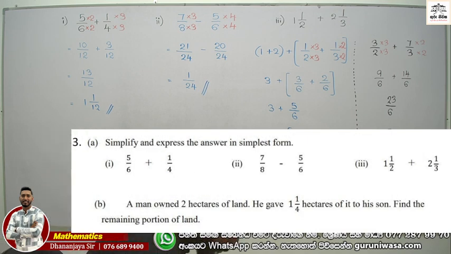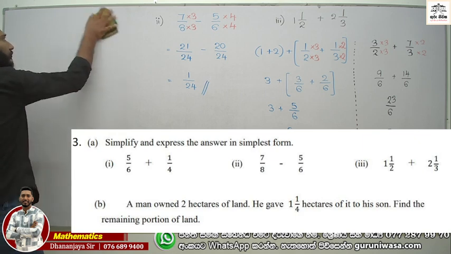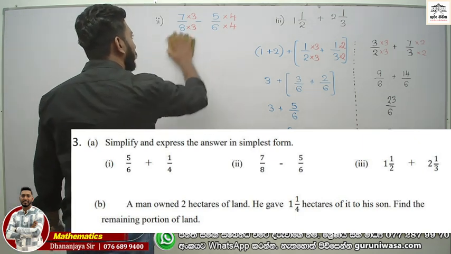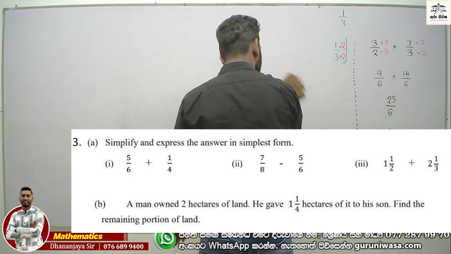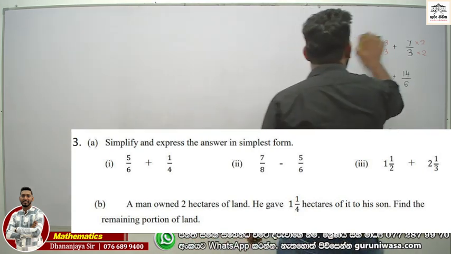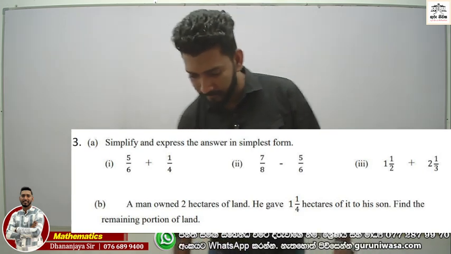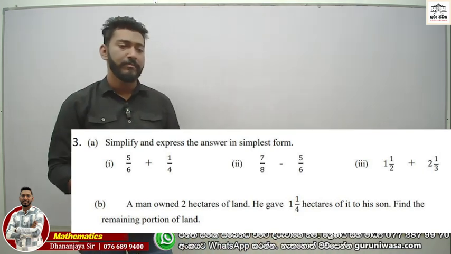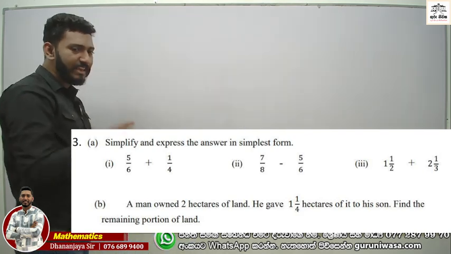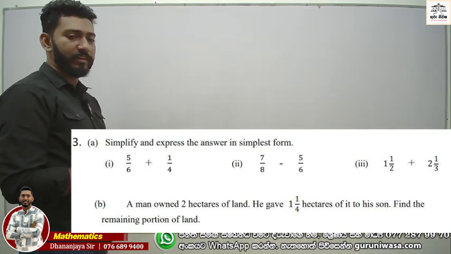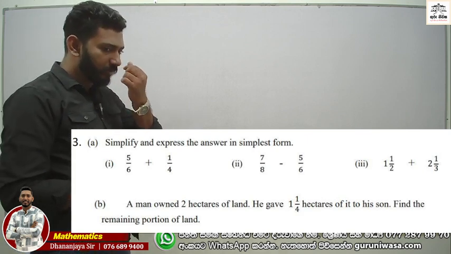Now, part B. Look at the part B. A man owned 2 hectares of land, and he gave 1 and 1/4 hectares of it to his son. Now find the remaining portion of the land.